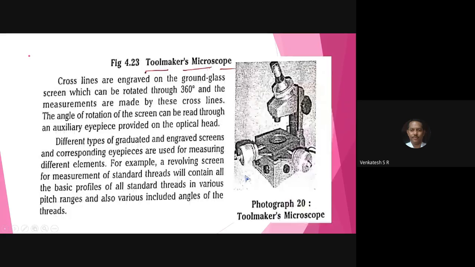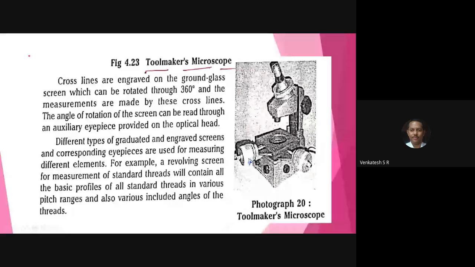All of you observe here, this is the photograph of the tool maker's microscope. You have 2 micrometers, and this is the thimble for the movement in the y-axis and the movement in the x-axis. You can turn the thimble in the clockwise and anti-clockwise direction. There will be a hollow base at the bottom. And this is the column of the tool maker's microscope, and this is the eyepiece.